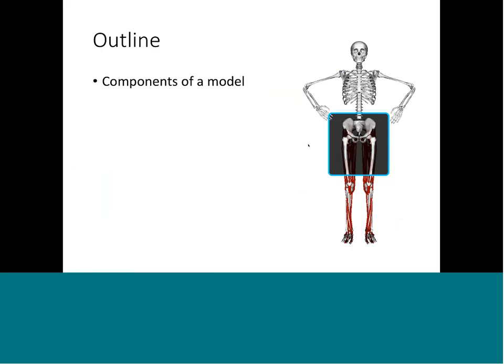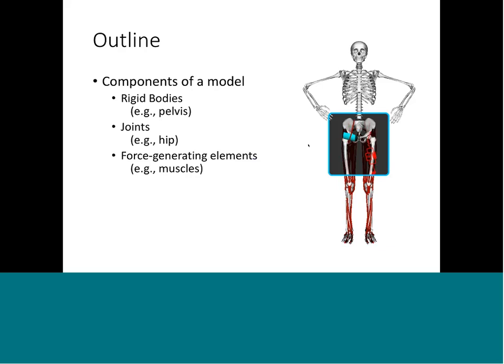So that brings us to an outline of the talk. I'll start by going over components of a model, including rigid bodies, joints, and the force-generating elements of our model. I'll then talk about some examples of how to validate a model in context of its intended use.